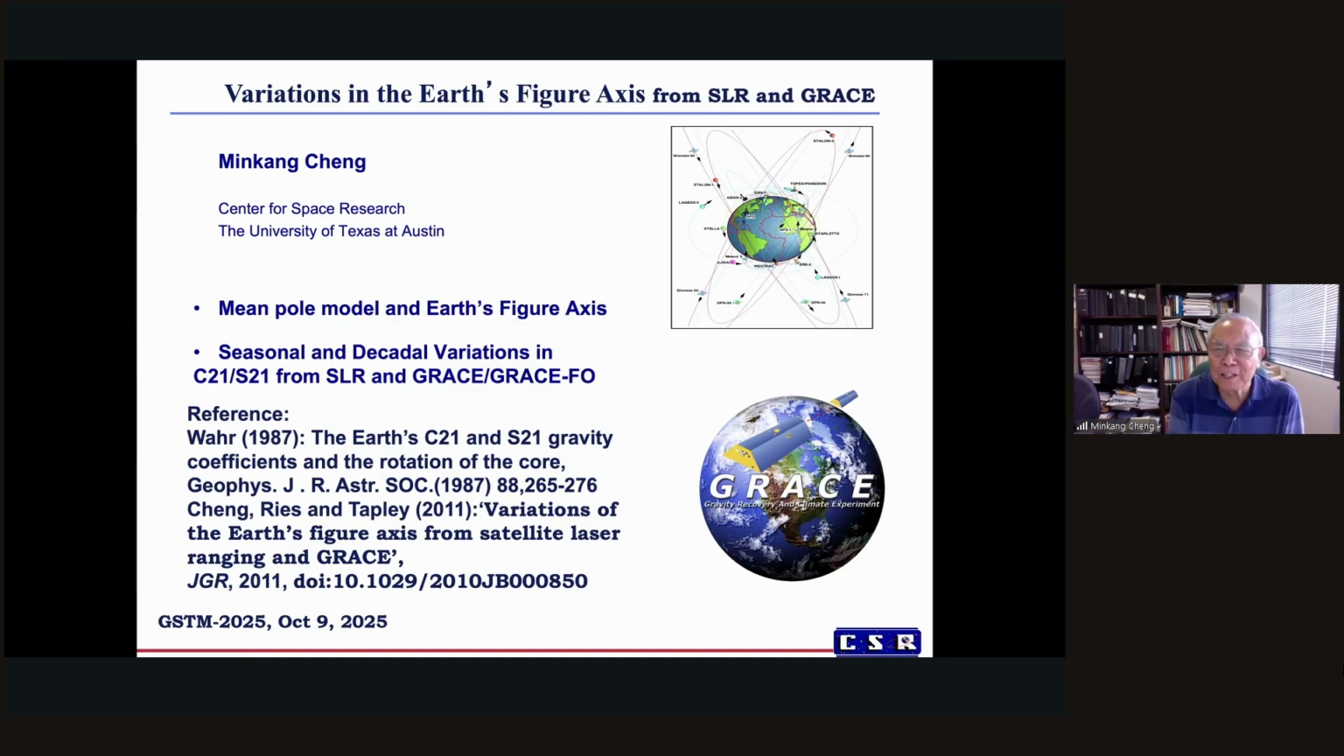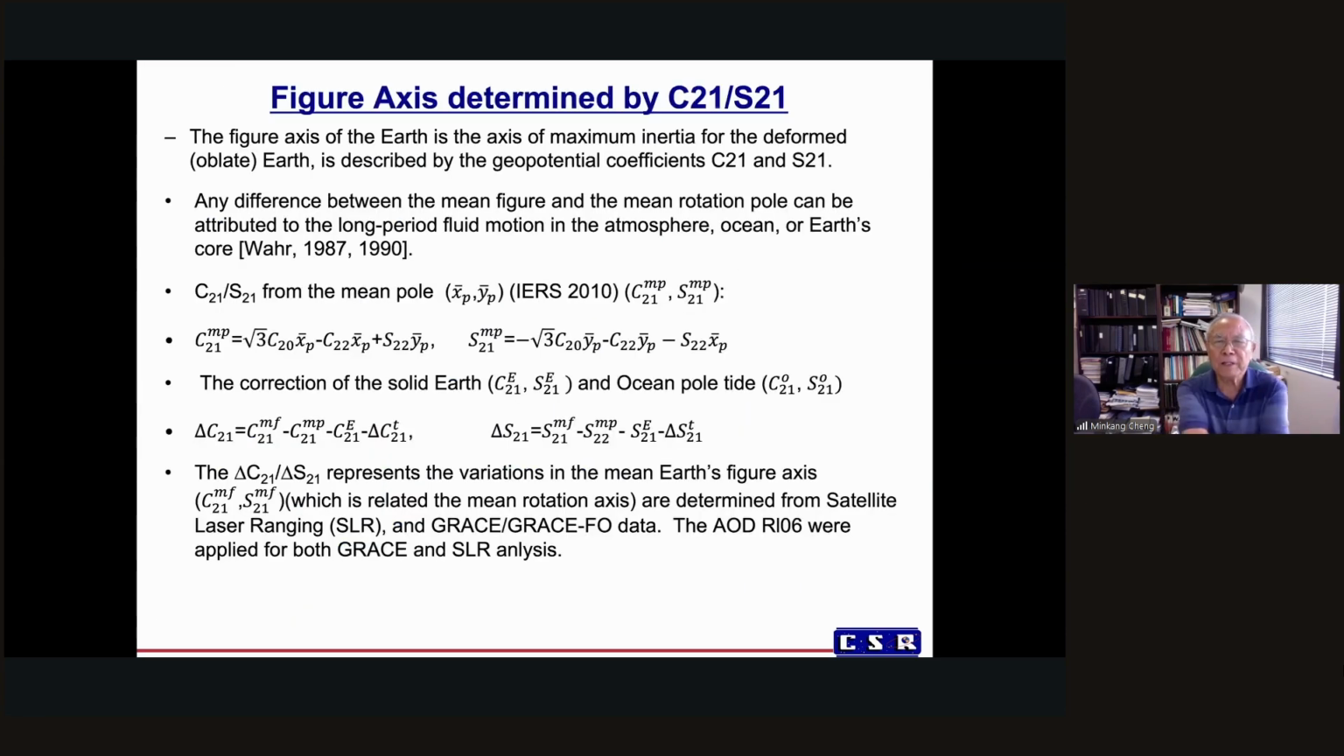This talk is about C2S21, which is characterized as variation of the Earth's figure axis. This issue was talked about by John Wahr, 1987. Also, we published a paper, Chen, Ries and Tapley 2011. Now, this is already 14 years. We come back and look at what variation we are looking for. The Earth's figure axis is the axis of minimal inertia for the deformed Earth, described by C2S21.